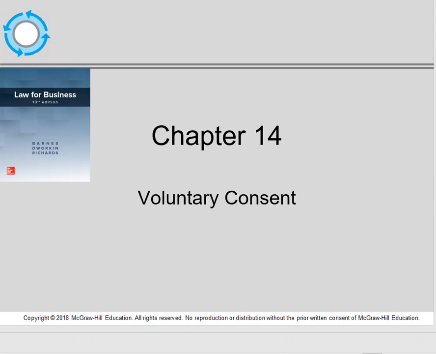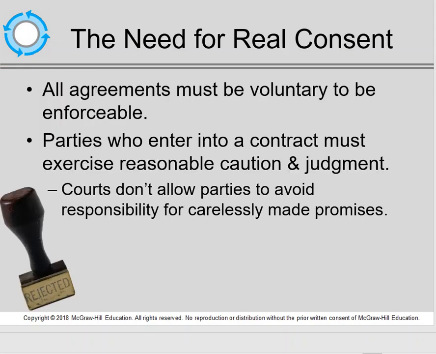Today, we're going to continue our journey in contracts with Chapter 14, Voluntary Consent. Here's the general rule for voluntary consent. All agreements must be voluntary to be enforceable.